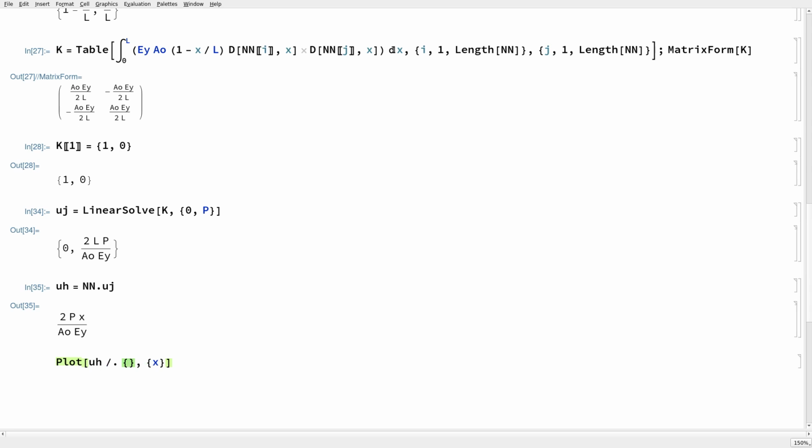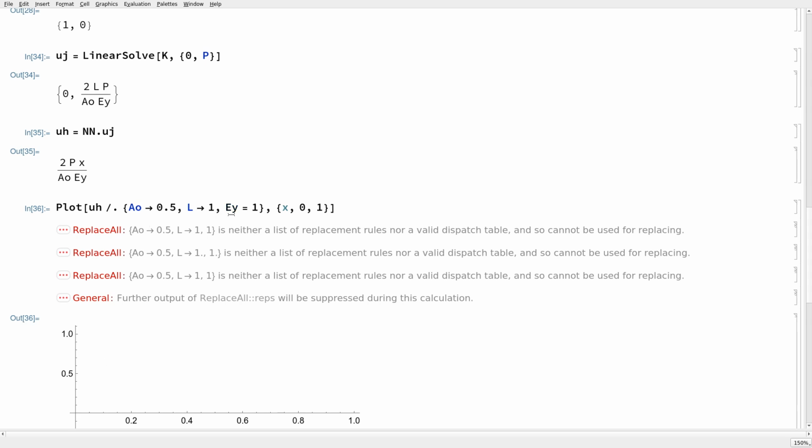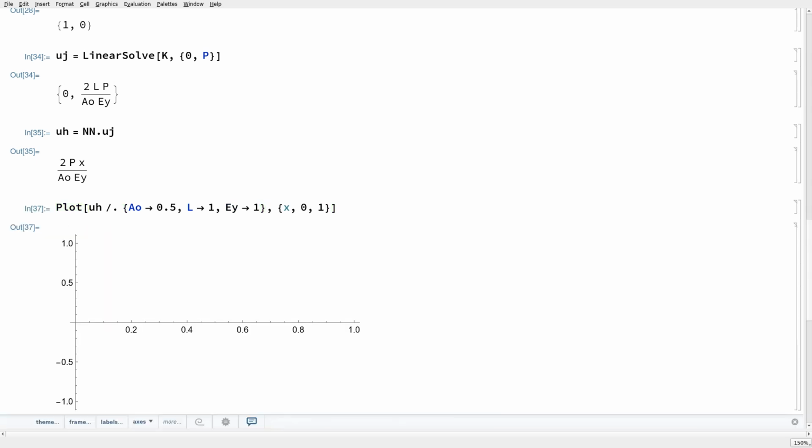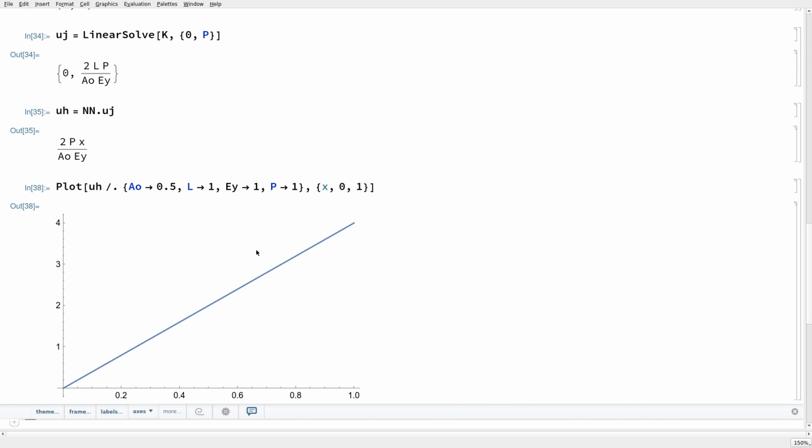Well, we'd have to plug in values, I guess. So for an initial A0 of, we'll say a half, and L equal to 1, and EY equal to, well, just 1 for the example. Oh, I need a P also. P is equal to 1. Yeah. So I get a linear displacement field over the solution of this.